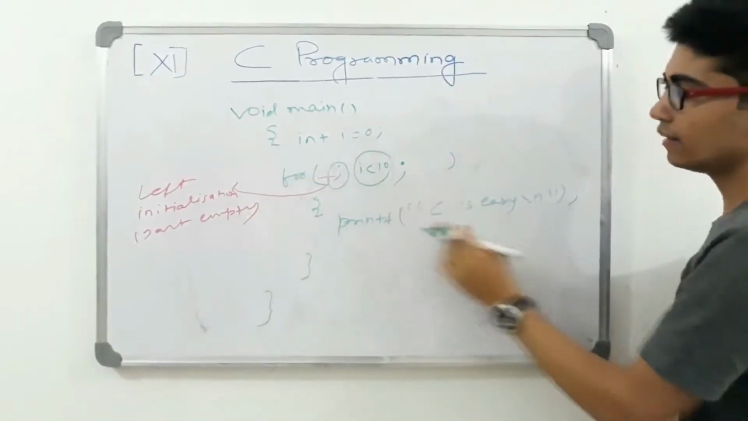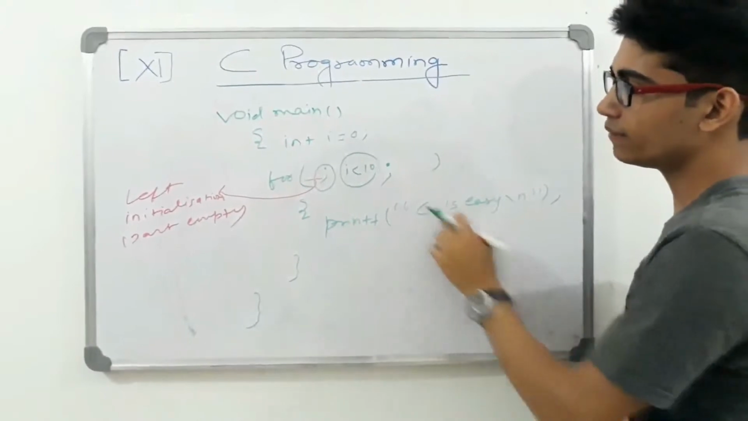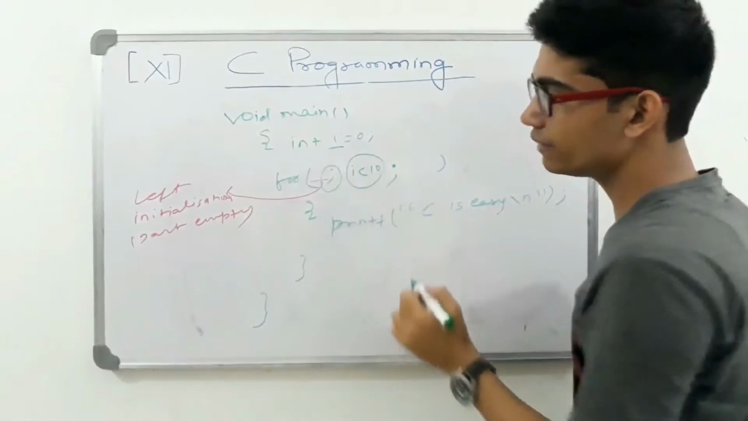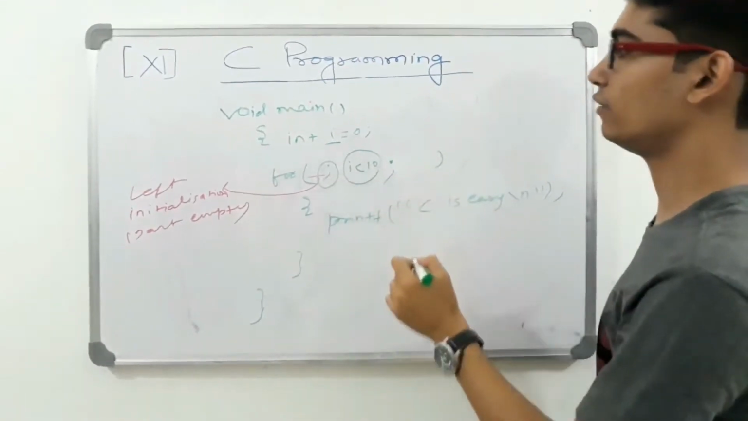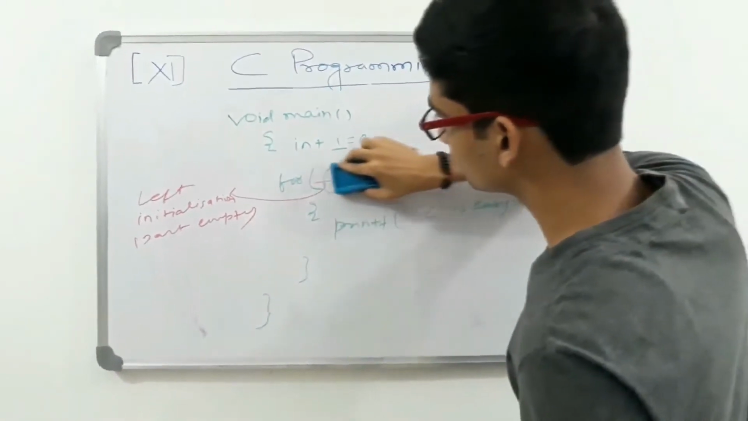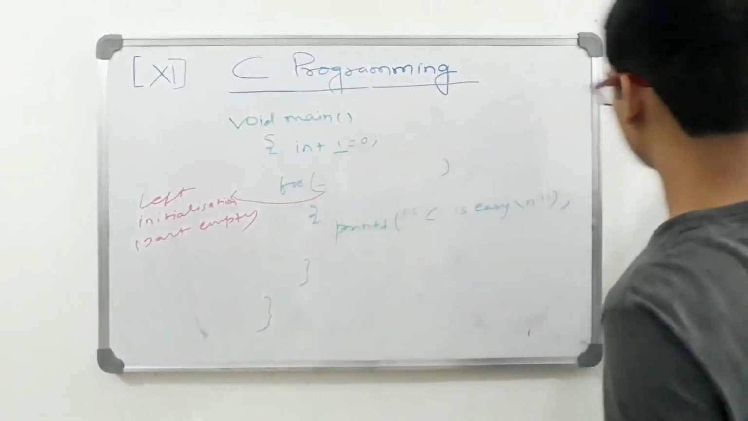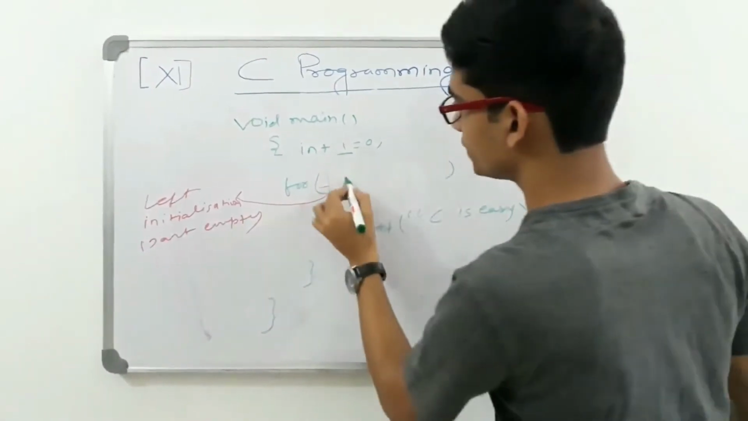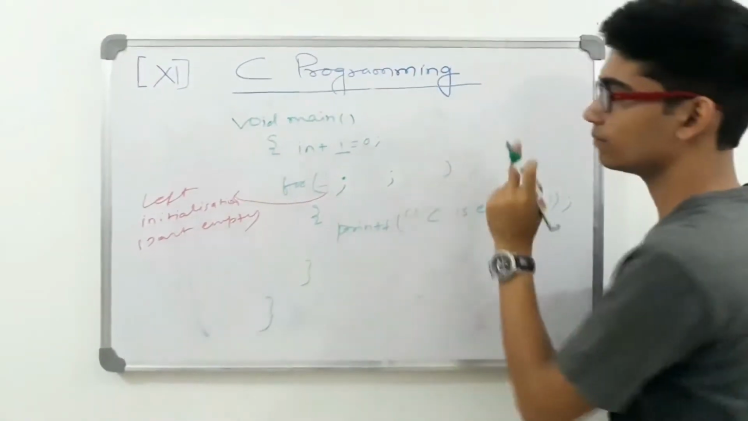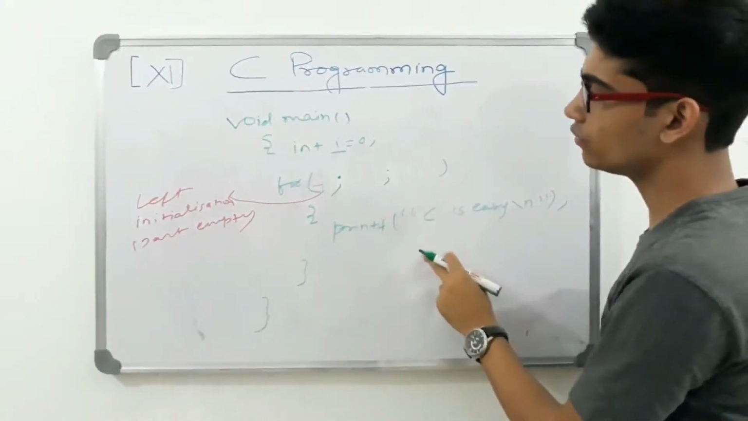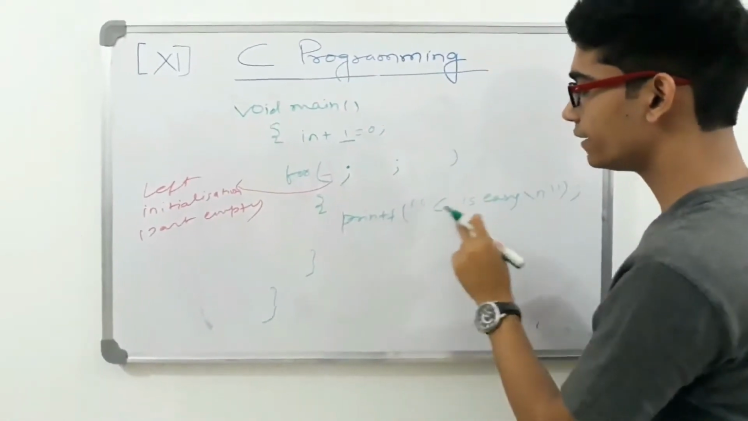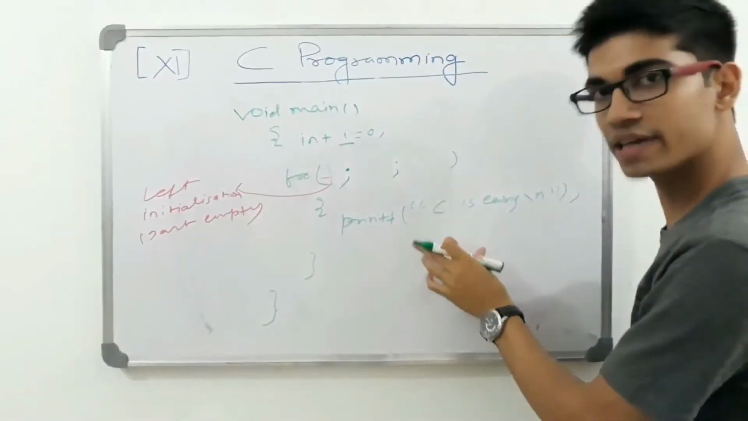See, C is easy will be printed, but there is no increment in the value of i. So this condition will never become false and we will fall in an infinite loop. Or what we can do is we can leave this also blank. See how I am doing this. I've just left this one blank, and I've left this one blank. What will happen? Again we'll fall in an infinite loop. This is true, the compiler won't report any error, but you will fall in an infinite loop, and C is easy will be printed till the stack overflows.